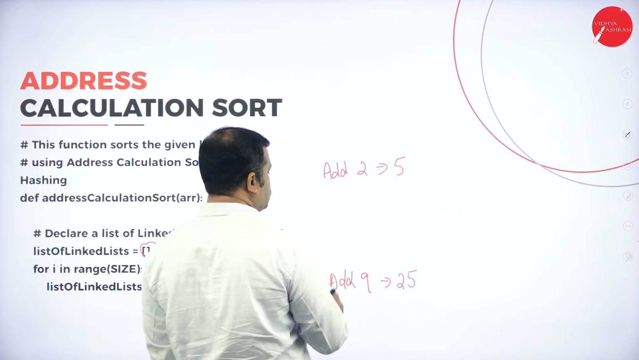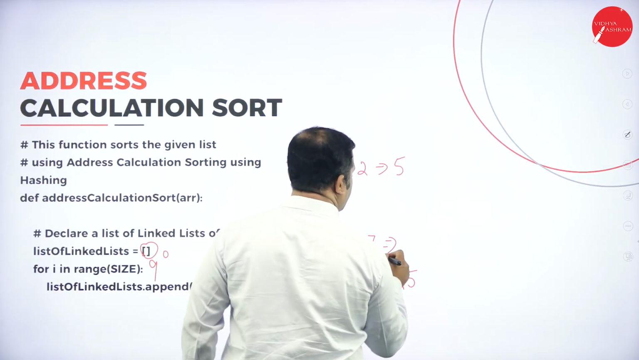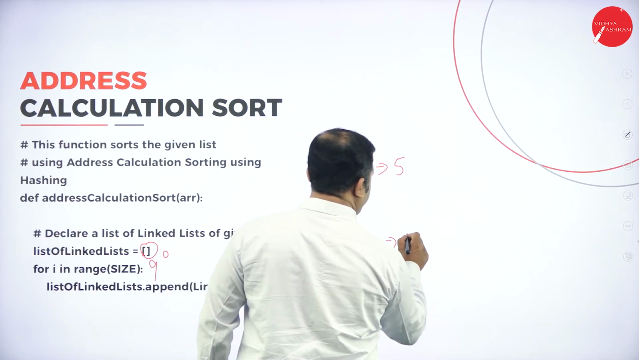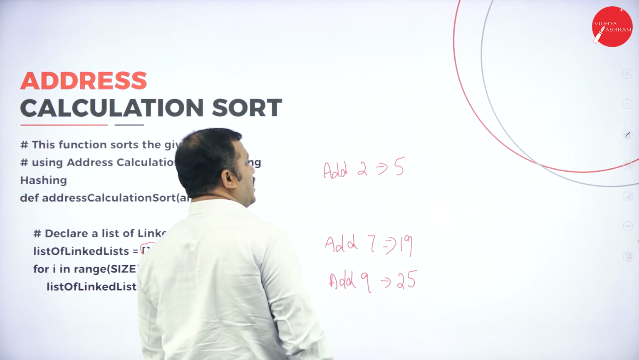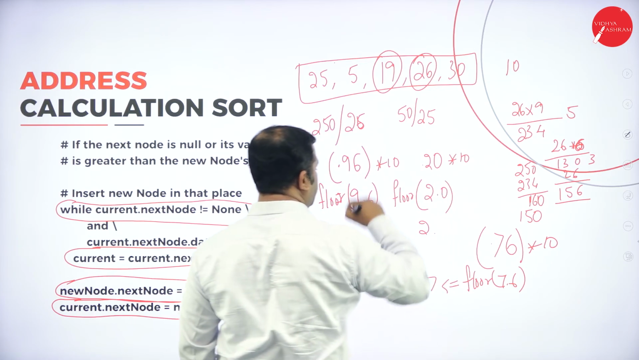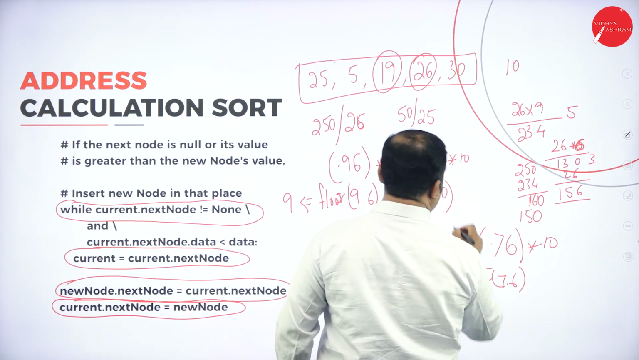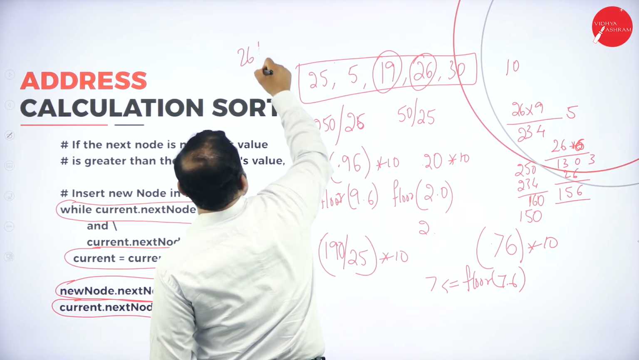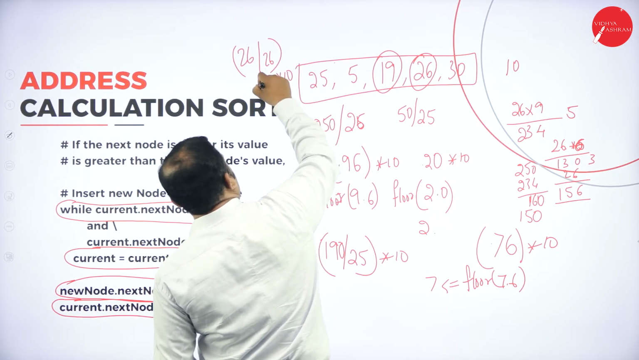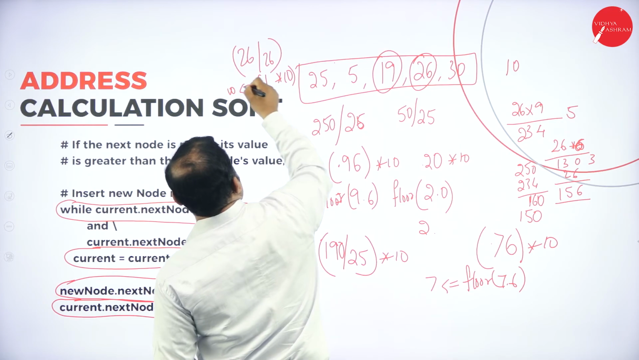So if that is the case, what is that? Address table 7 contains the value 50, which is that value 19. Which is the next item in the list? 26. 26 divided by 26 turns out to be 1. 1 times 10 is 10. Obviously, the floor of that turns out to be 10.